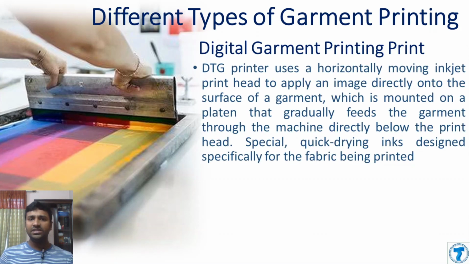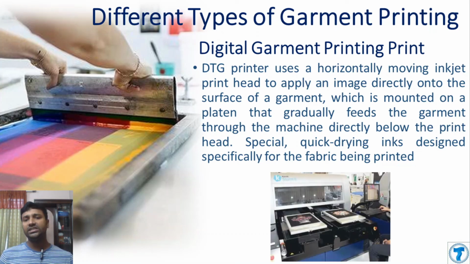So digital garment print is a very recent development, and it is done with machines printing directly on the garments. A direct garment printer uses a horizontally moving inkjet print head to apply an image directly onto the surface of the garment, which is mounted on a platen that gradually feeds the garment through the machine directly below the print head. Special quick drying ink is designed specifically for the fabric being printed.